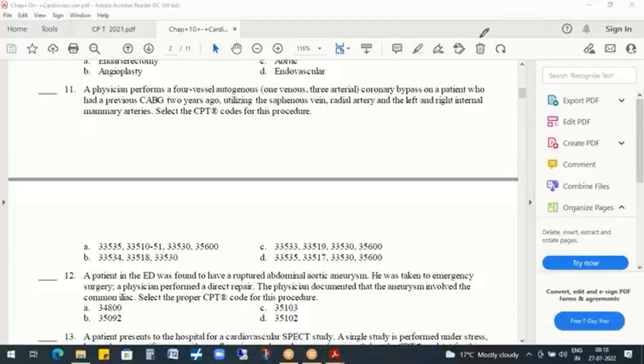Next. But here it mentions more than 1 month. Here it is also considered, sir. Yes, 33530. That's why they have given the code. Read the code description 33530: reoperation, coronary artery bypass procedure, more than 1 month after original operation. That's why they coded that. They used code 33530. Understood now? Yes, sir.